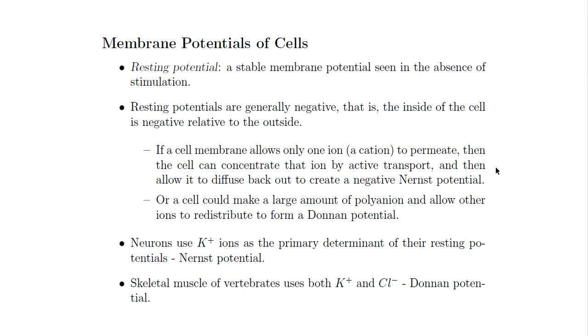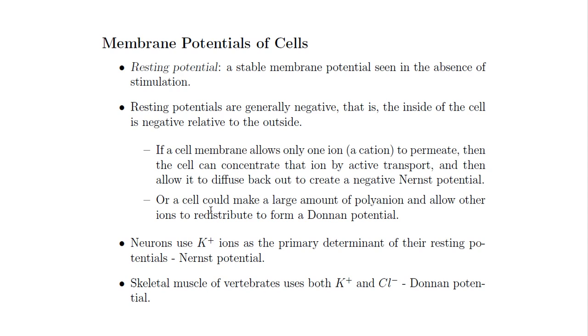Okay, so here we are talking about the active transport. So if our cell lacks a certain ion, it can pump that ion, or allow that ion from outside to enter our cell through this active transport, like using a pump. Okay, or a cell could make a large amount of polyion and allow other ions to distribute to form a Donnan potential. Okay, so here in order to get this resting potential, we produce polyion.